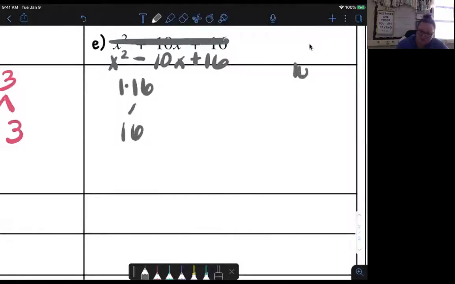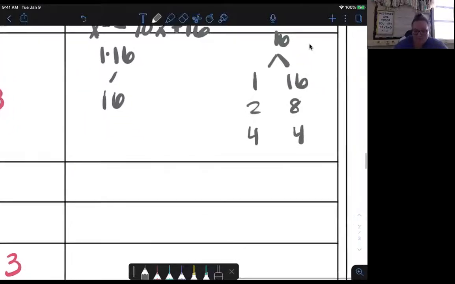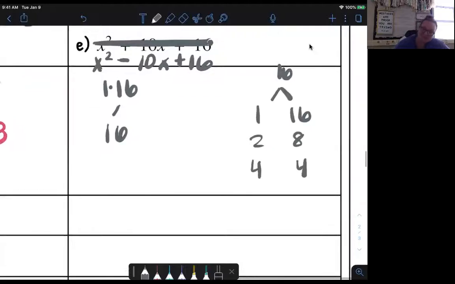So then factors of 16 would be 1 and 16, 2 and 8, and 4 and 4. So what factors of 16 would add or subtract to get this negative 10x? Well, I know 2 and 8 would get me to 10, right? If we combine them. So how do we get negative 10x though?